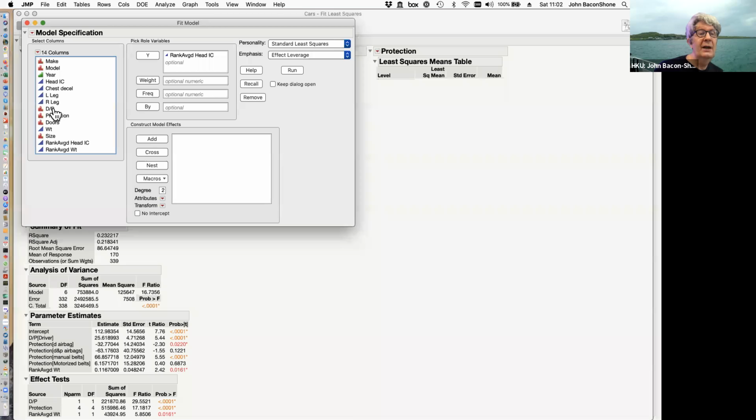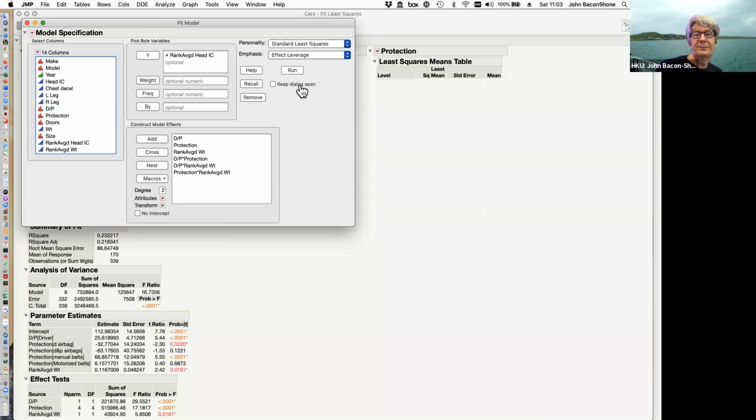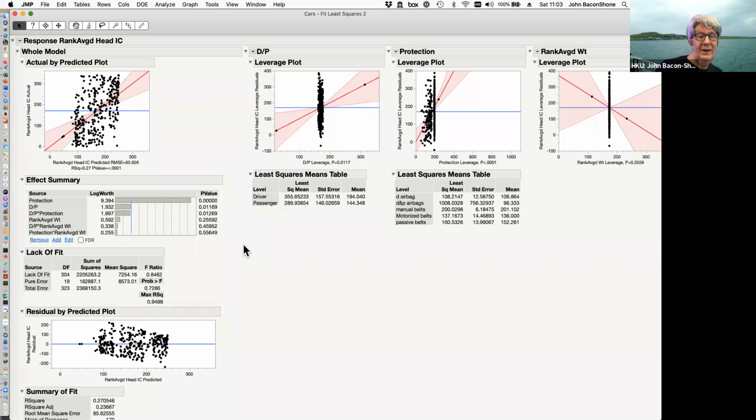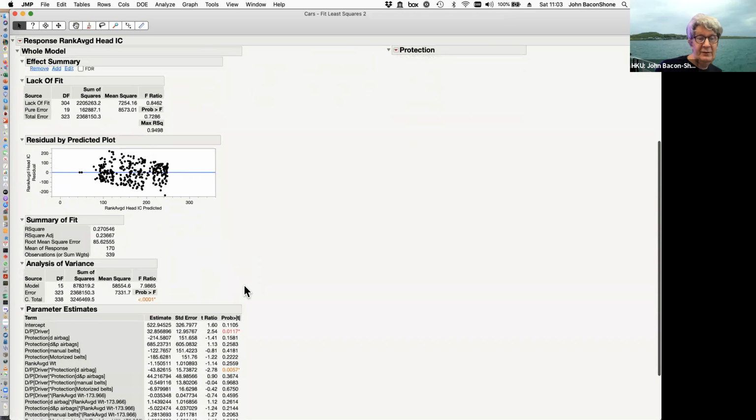So we're going to try driver, passenger, protection, and rank averaged weight. And in JMP, we can tell it, please include all the two-way interactions. This is what it calls factorial to degree. This says add the columns and the interactions to the degree, and the degree is normally 2. So this will include the main effects and the two-way interactions. Let's see how well that works. That doesn't make a big increase.